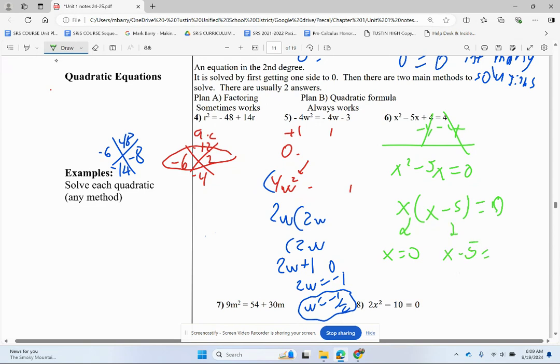And so this one was saying x minus 5 equals 0. So I would add the 5 and say x equals 5. This one is really already solved, so those are my two answers on this one, x equals 0 and x equals 5.